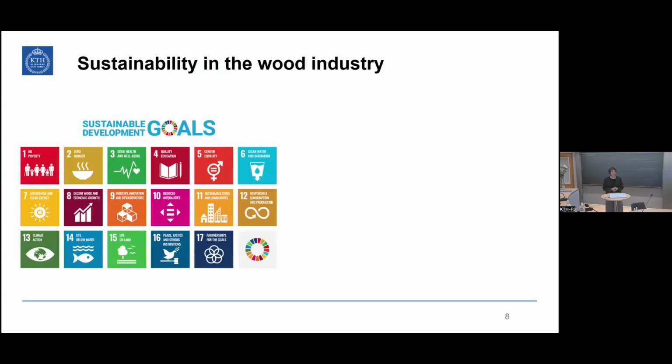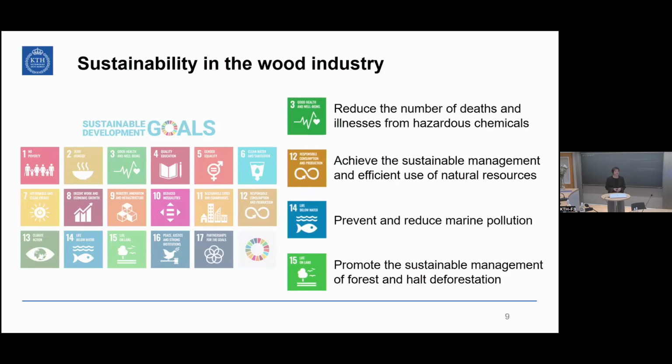So as I mentioned, sustainability in wood industry is important, and globally in the society, sustainability is becoming more important. And in 2015, United Nations adopted 17 Sustainable Development Goals in order to overcome these challenges related to sustainability in the society. And the project I've been working on is related to several of these goals. For example, to reduce number of illnesses from hazardous components, achieve sustainable management of natural resources, reduce marine pollution, and promote sustainable management of forest and halt deforestation.